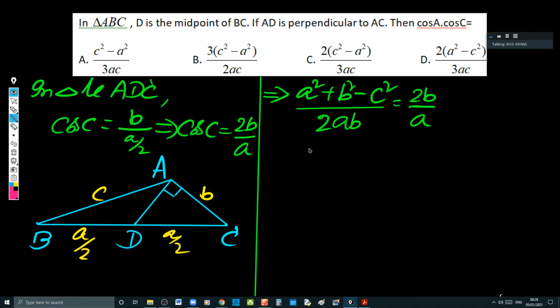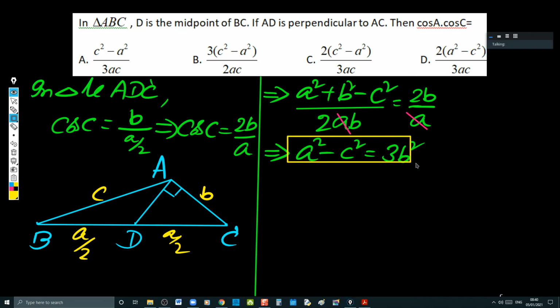Now, what are the terms getting cancelled here? A getting cancelled. Cross multiply. What is the relation you get? Let me write that directly, because it is 4b square minus b square. So you will get A square minus C square is equal to 3b square. Yes, we got this relation between A, B and C.